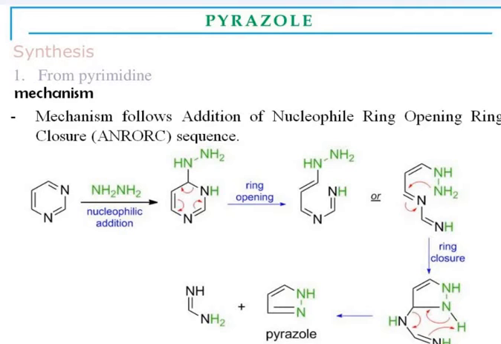Now the mechanism. Look at here. The mechanism follows addition of nucleophile, ring opening, ring closure. First focus on addition of nucleophile. Nucleophilic addition with ring opening and ring closing sequence. Look at the steps: first, nucleophilic addition, formation of nitrogen carbon bond, and then ring opening, then ring closing, and then you will get the pyrazole.